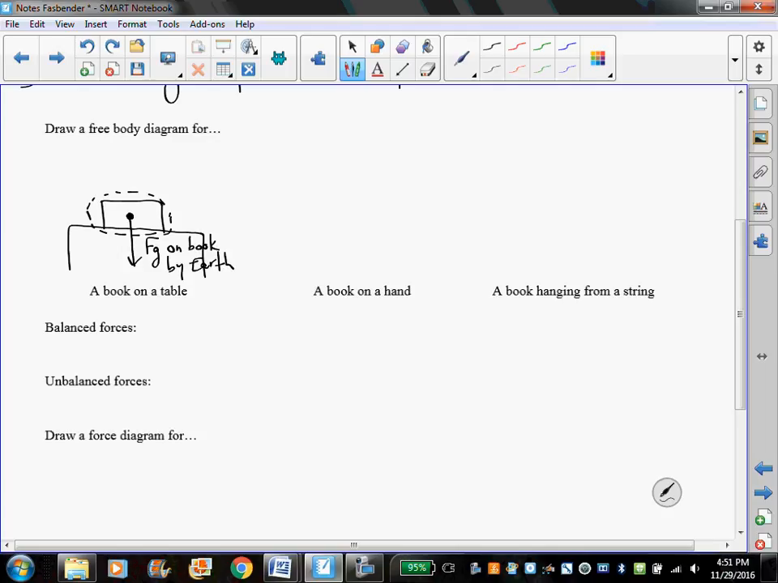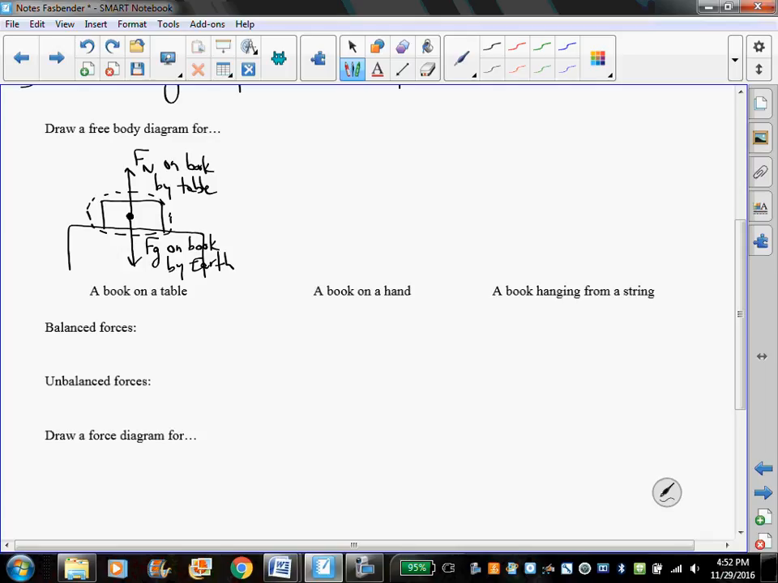And then that table is pushing up. And any kind of pushing from a surface we know is a normal force, because of that mathematical term normal, meaning perpendicular to. Now this book is not sliding across the table, so there's no friction, there's no ropes attached to this book, so there's no tension, there's nobody with a hand pushing on the book, so there's no applied force.